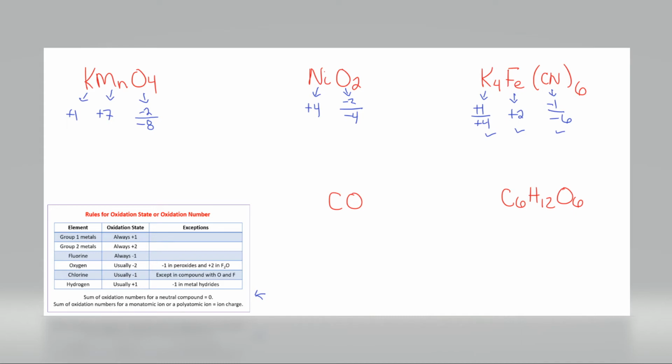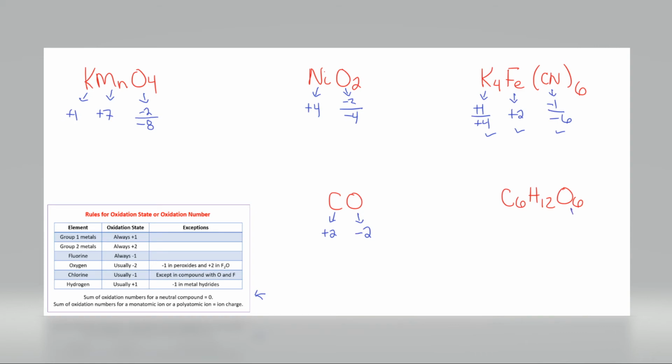Okay, we have down here for our 4th example, -2 for oxygen. Therefore, carbon needs to be +2. Okay, kind of weird. Finally, we are looking at our last compound.